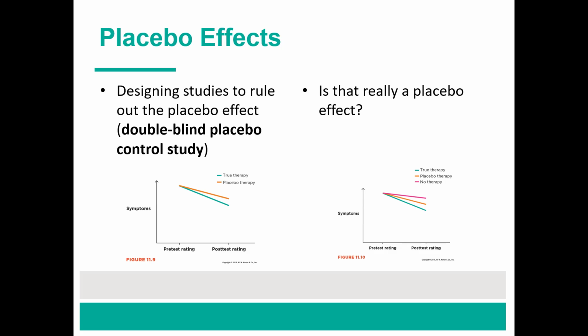In order to determine whether there is in fact a placebo effect, the researchers might add a third comparison group that doesn't receive the true therapy and doesn't receive the placebo therapy. They don't receive any therapy at all. If you have a placebo effect, see the graph on the right, then the no treatment group should not improve as much as the placebo group.